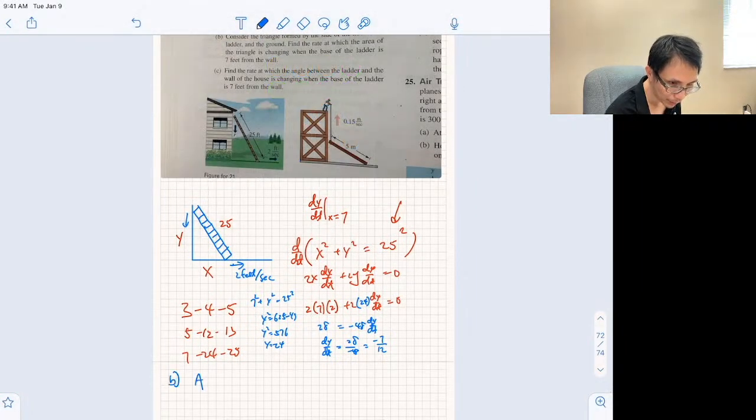Area of the triangle. So what would be the area of the triangle in this case? Okay, so 1/2. But the base right here, we don't call it the base. x times y. Is there any way I can reduce the variables?